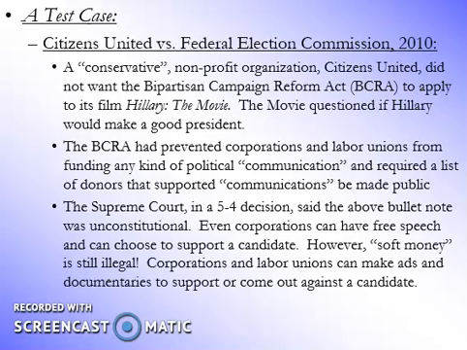Well, it was produced by this nonprofit corporation or organization, where there was a federal law called the Bipartisan Campaign Reform Act that would really hinder this conservative nonprofit group from continuing with the production and distribution of this movie. The BCRA, the Bipartisan Campaign Reform Act, had prevented corporations and labor unions, as you'll see in the second bullet there, from funding any kind of political communication, as I call it, and required a list of donors that supported communications be made public. So a corporation or a labor union literally did not have free speech, so to speak.